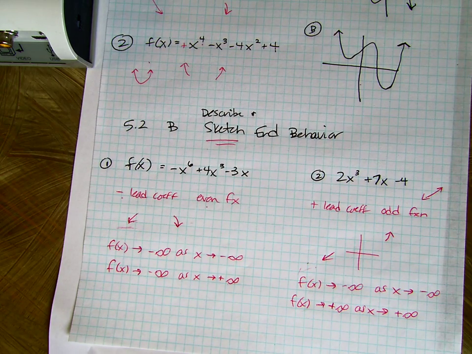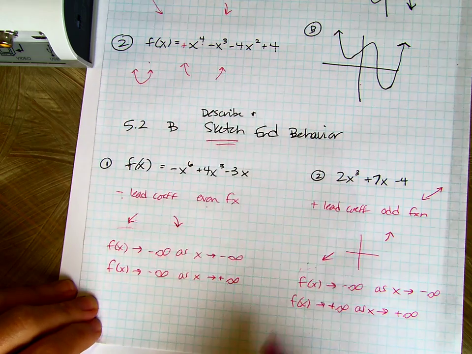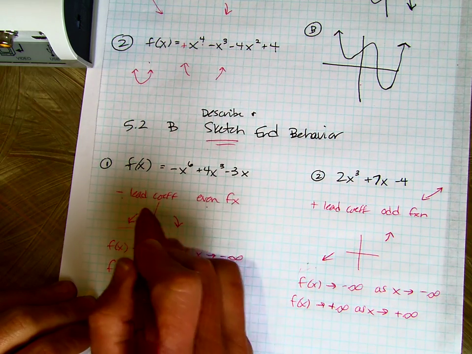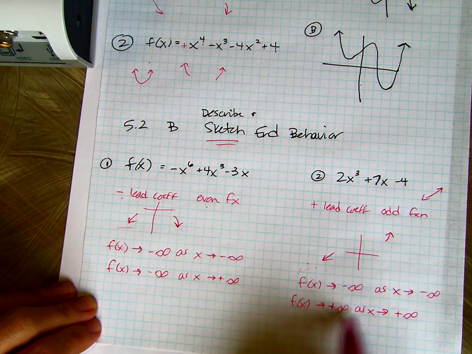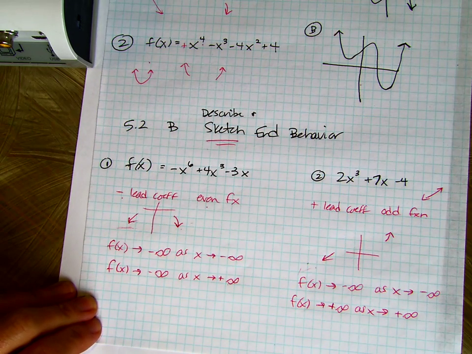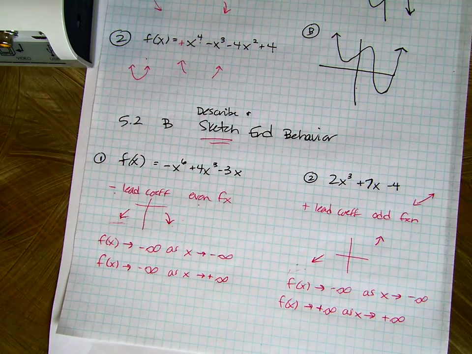The instructions on the practice might say graph it, but I'm going to tell you to just describe and sketch the end behavior. So there's the sketch of the end behavior. There's the description of the end behavior. And that's it for 5.2. Halfway there.